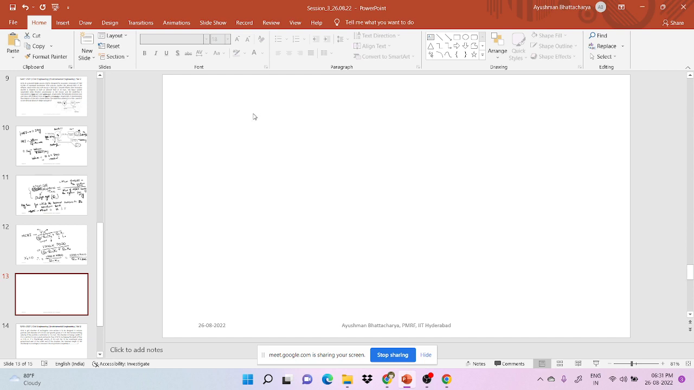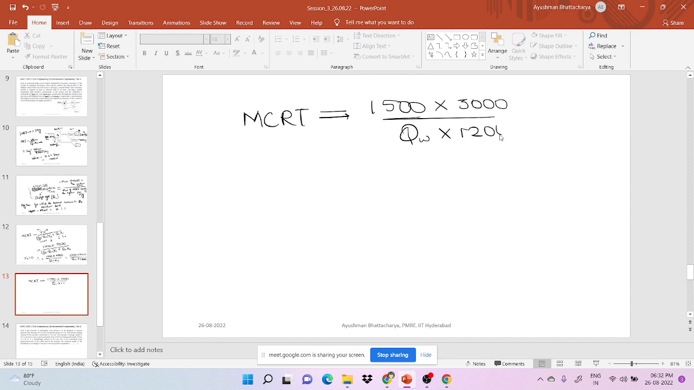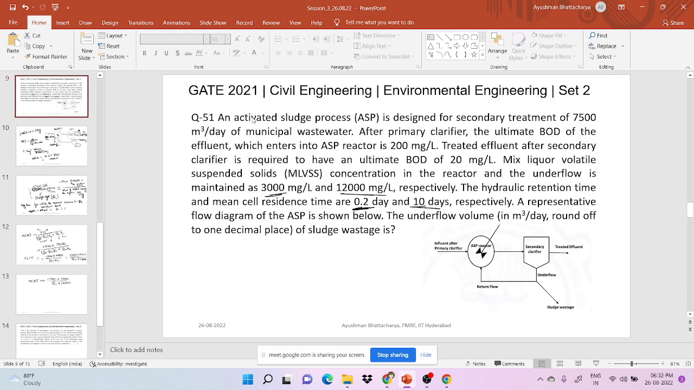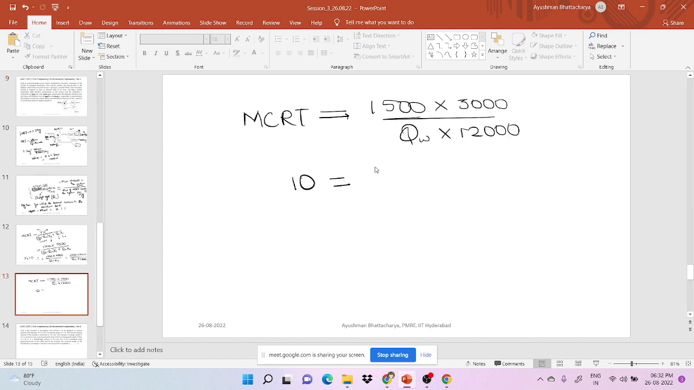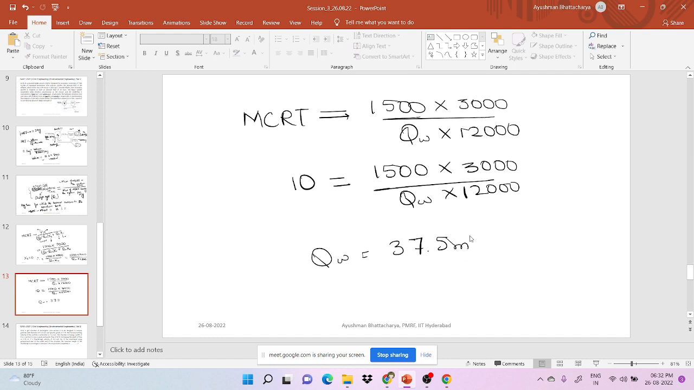So the expression of MCRT is equal to 1500 into 3000 divided by QW into 12,000. MCRT in the question is given as 10 days. Putting 10 there, 1500 into 3000 divided by QW into 12,000, QW comes out to be 37.5 meter cube per day.